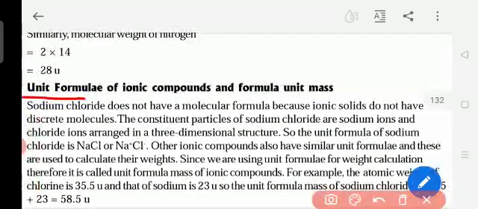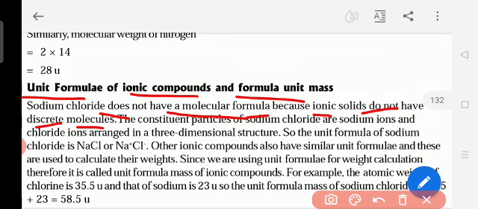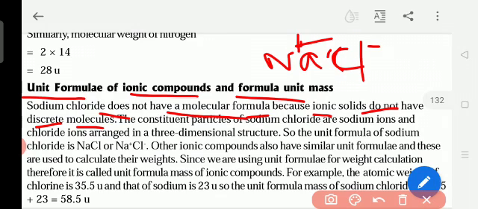unit formula of ionic compounds and formula unit mass. So we have ionic compounds and covalent compounds. In both the things, same thing only. Okay. So for example, sodium chloride does not have a molecular formula because ionic solids do not have discrete molecules. For example, NaCl, it has the charges. Na plus, Cl minus, ionic compound.